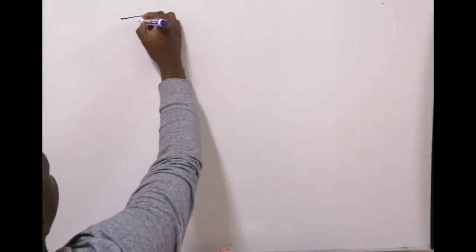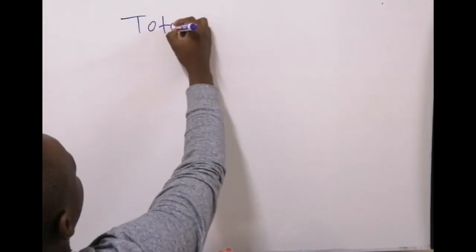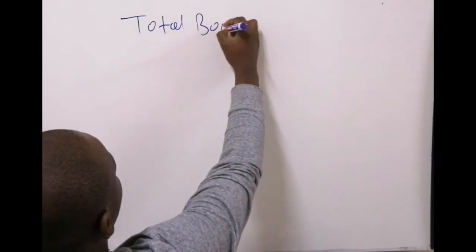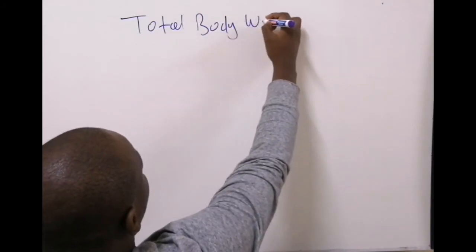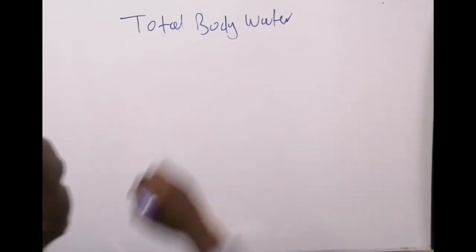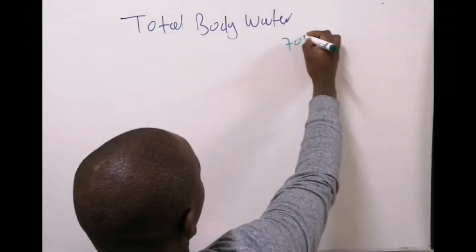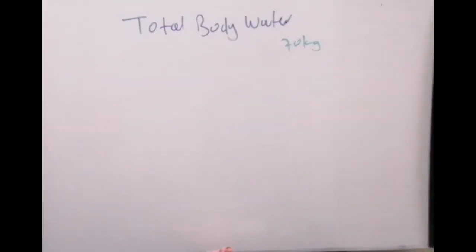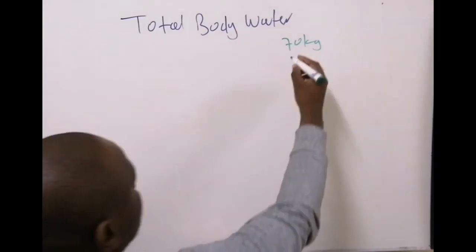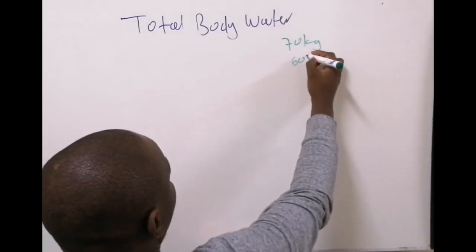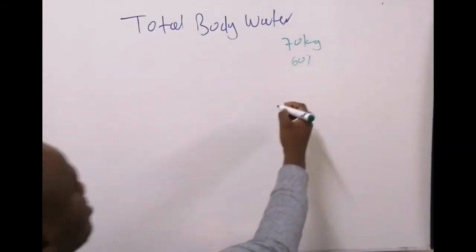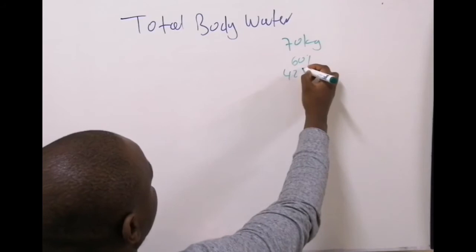So in this video, we're going to be talking about total body water. Okay, so water is very important, as we all know that a typical 70 kg male, 60% of his weight is water. That's a lot of water. And if you translate that into actual figures, that's like 42 liters.